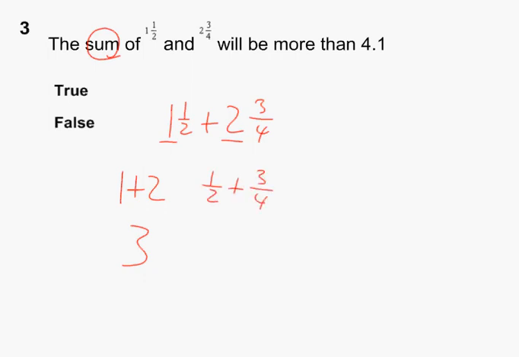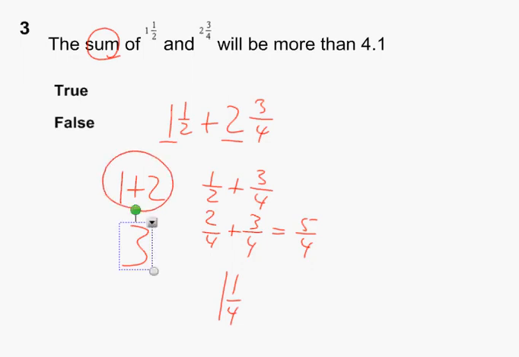Now that's an easy question. I'm going to use a common denominator, 4. I get 2/4 plus 3/4, and my answer is 5/4, which is 1 1/4. Now don't forget, we've already had the whole numbers as well, which is 3. So when I take that 3 and bring it back over here, this 3 and 1 is going to become 4. So your answer is 4 1/4.